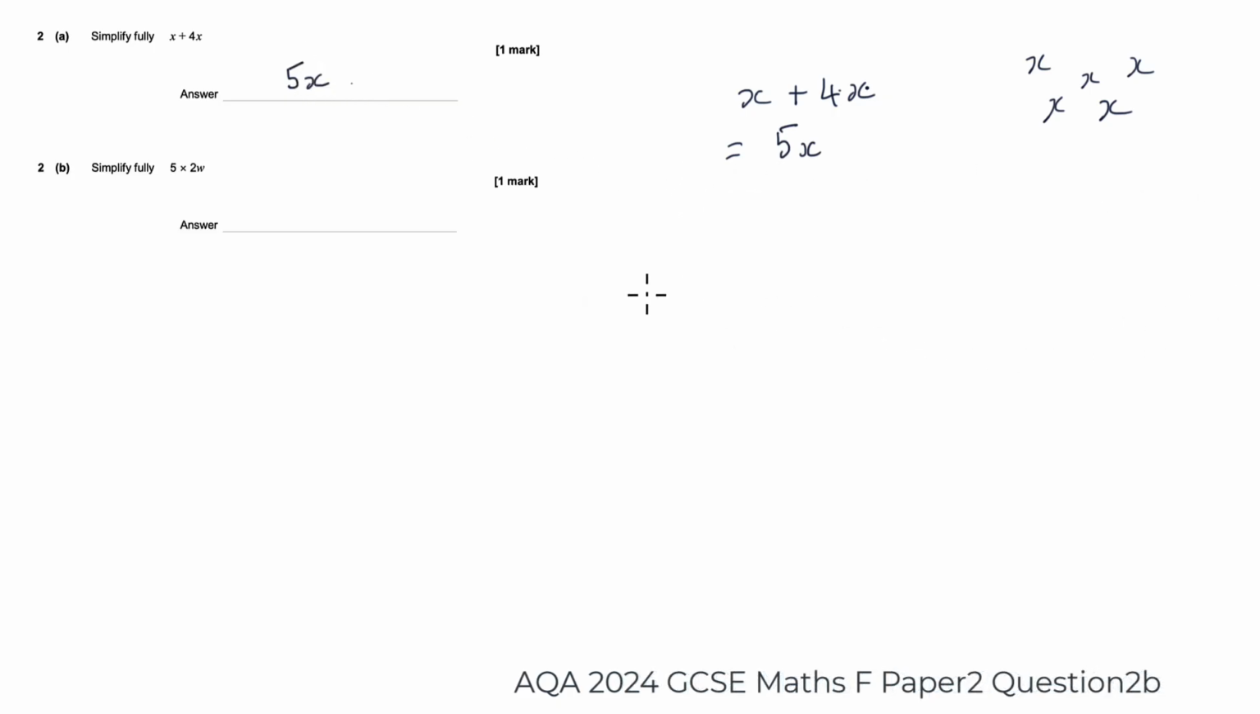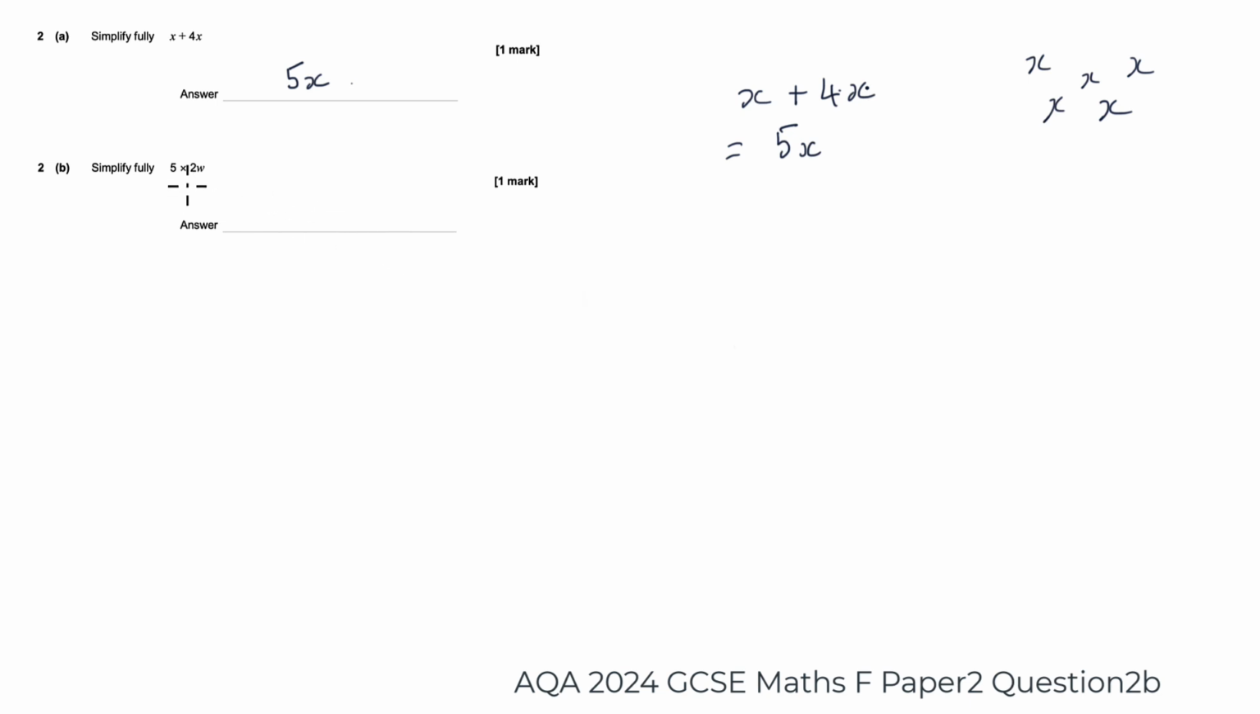So here we have question 2. And in part A, we're asked to simplify fully x plus 4x. Well, there's 1x. This bit tells us there's 4 lots of x: 1, 2, 3, 4. And we're asked to add these all together. That'll surely give us 5 lots of x. So there's part A. Let's move on now to part B.